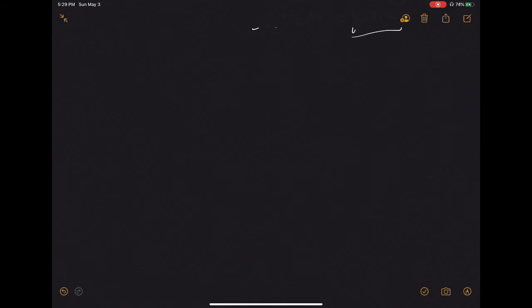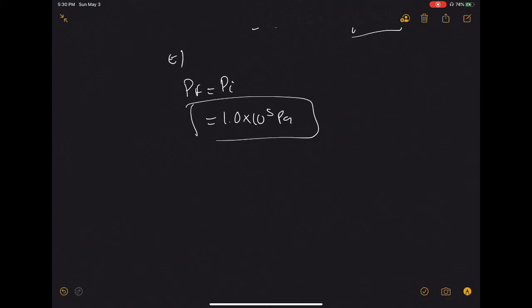Okay, part E is asking to find the final pressure of the gas in this process. The final pressure is equal to the initial pressure, which is 1.0 times 10 to the 5 Pascal. And that's it for that.